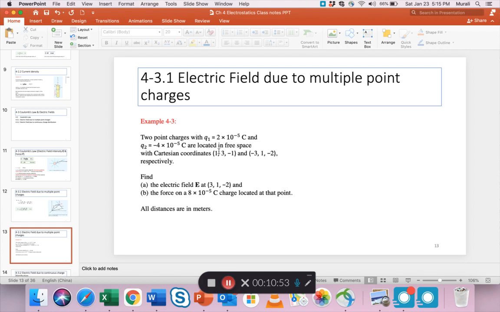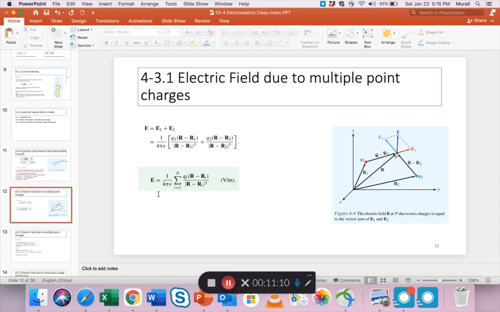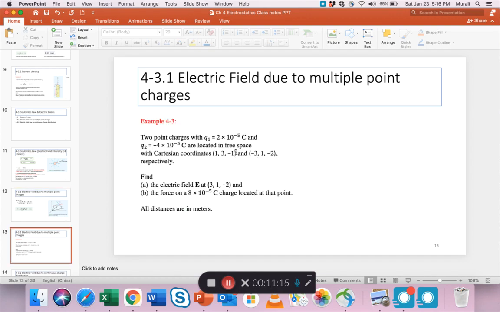Example 4-3. Again, this is from your textbook, on page 184. It's very straightforward. We are using this formula on the previous slide with just 2 point charges, Q1 and Q2. If two charges exist and they are located at these points in Cartesian coordinates, all you have to do is find the electric field at a third point, 3, 1, minus 2.